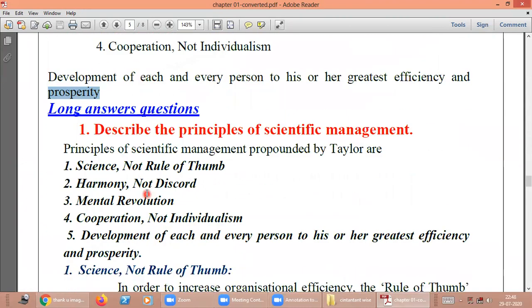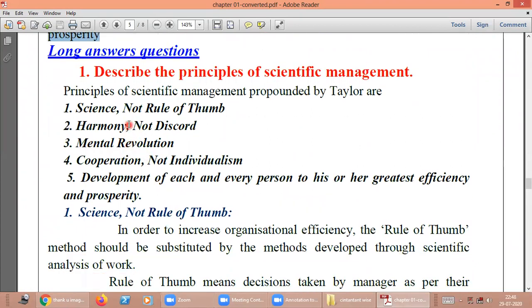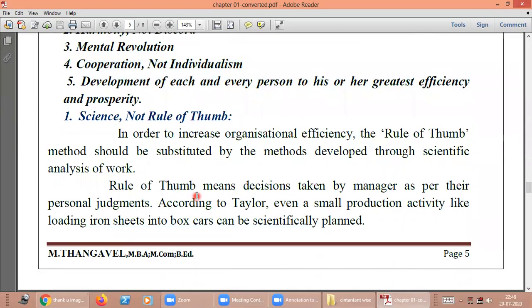This is a 5 mark question. Describe the principles of scientific management. The same answer is listed here. The principles of scientific management were proposed by Taylor. Science, not rule of thumb. Harmony, not discord. Mental revolution. Cooperation, not individualism. The development of each and every person for greatest efficiency and prosperity. We can see the explanation one by one.